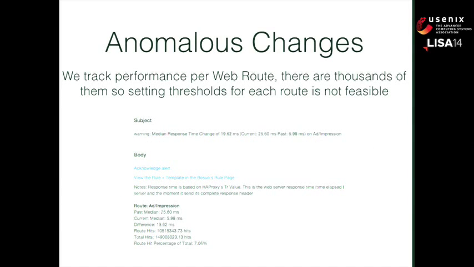So for example, at Stack Exchange, we track performance per web route. So a web route is, for instance, our web application, show all the users, or ask a question, or view questions for this tag. These are all different routes. There are thousands of them. So it's not really feasible for me to go and set a static threshold for every single route and maintain that. It's just not practical.